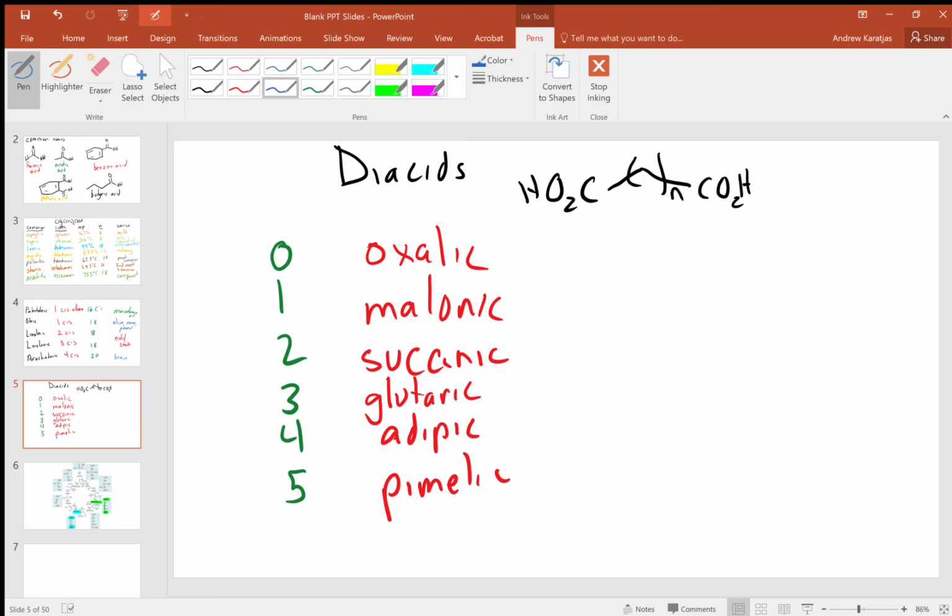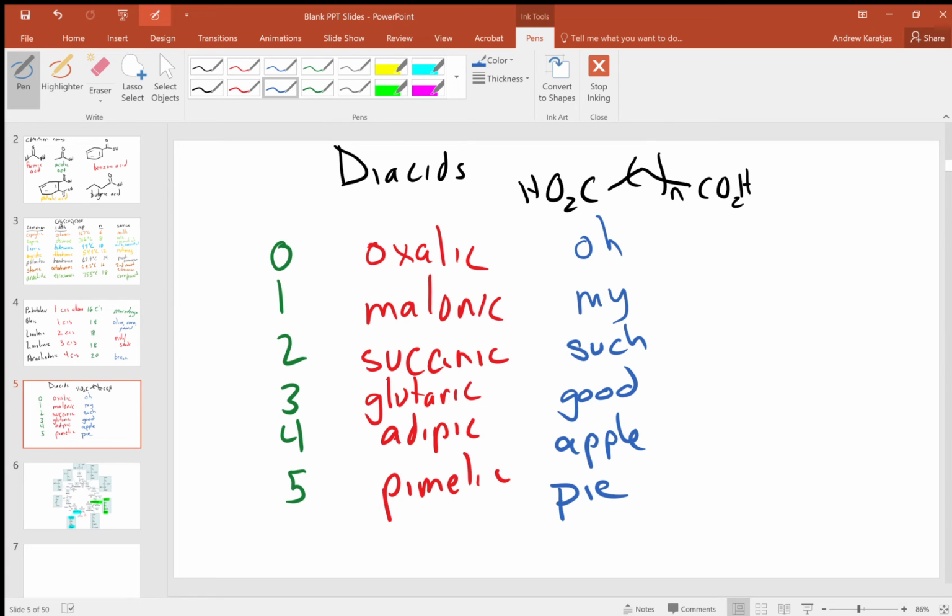How do we remember them? Well, this is the mnemonic I learned back when I took organic chemistry, and it's still the way that I remember them today. And so that'll give you the first letter of each one of the diacids.